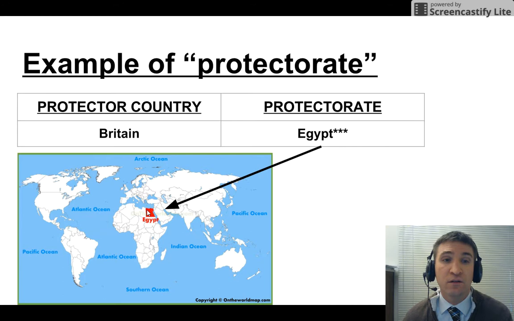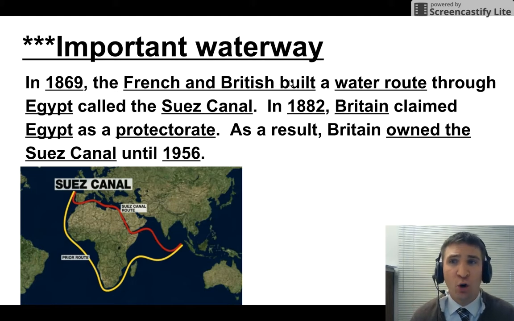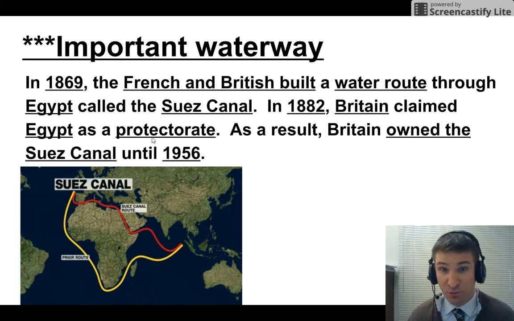Please shade in Egypt on your map now. Shade in where it is and then label it Egypt. It's in Northeast Africa. Important waterway: in 1869, the French and British built a water route through Egypt called the Suez Canal. In 1882, Britain claimed Egypt as a protectorate. As a result, Britain then owned the Suez Canal until 1956.